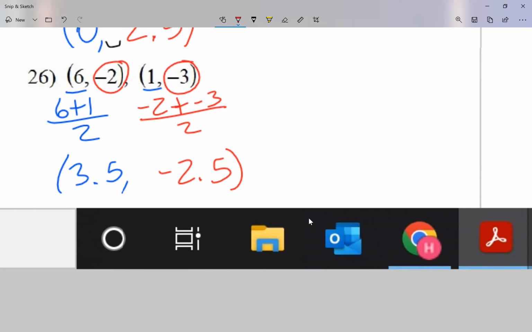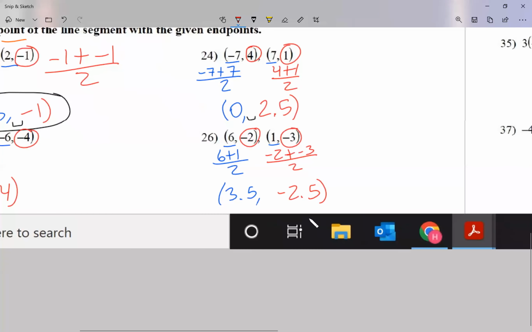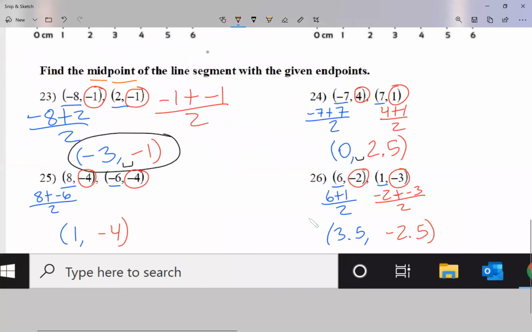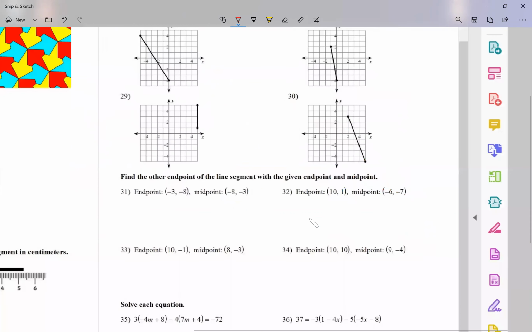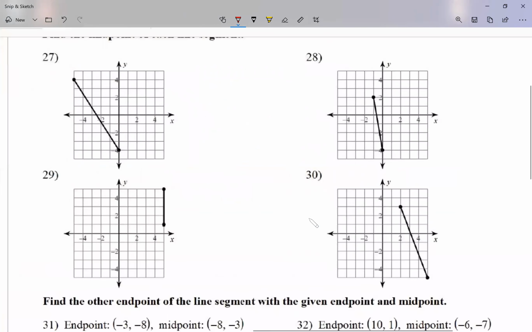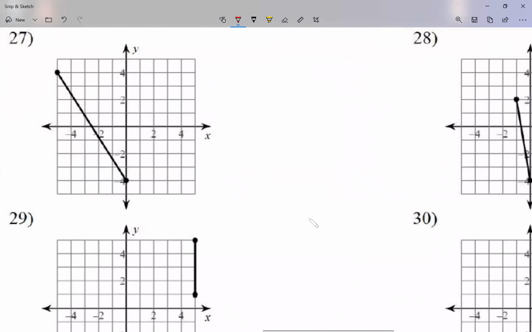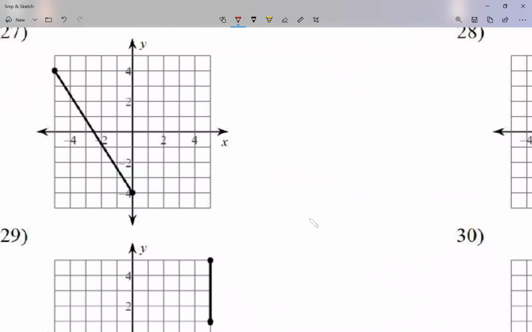So this is how we do it when we're given the coordinates, when we're given the values. So that's not too bad. Again, don't forget a space after the comma when you type in your answers. Now, let me take a look at number 27 through 30. Still going to be asking for the midpoint, but now it's a little more as a graph.